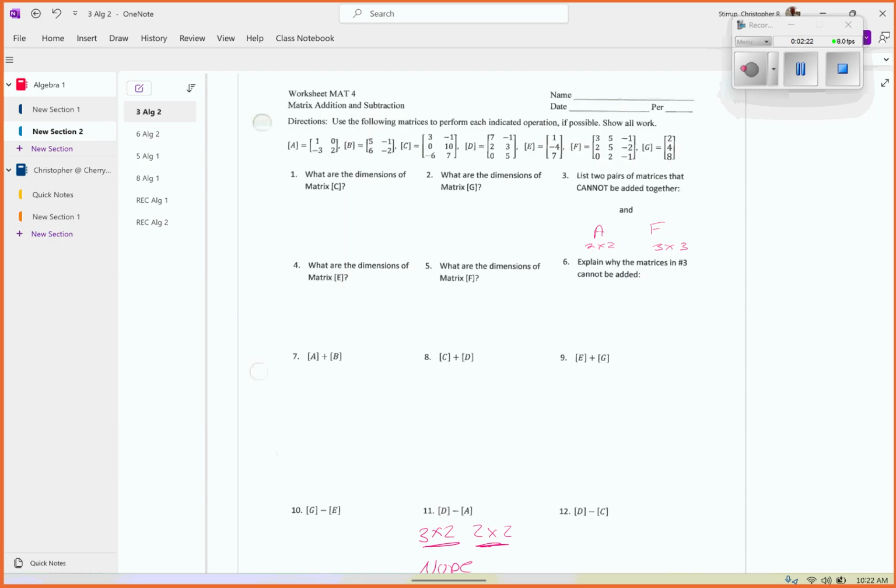It's going to be a little different when we start multiplying today, but we'll get there. 2. What are the dimensions of matrix G? G is 3 rows by 1 column. Okay? Anything else? Feel comfortable with that? Good? All right. I'm going to probably mark that off here.